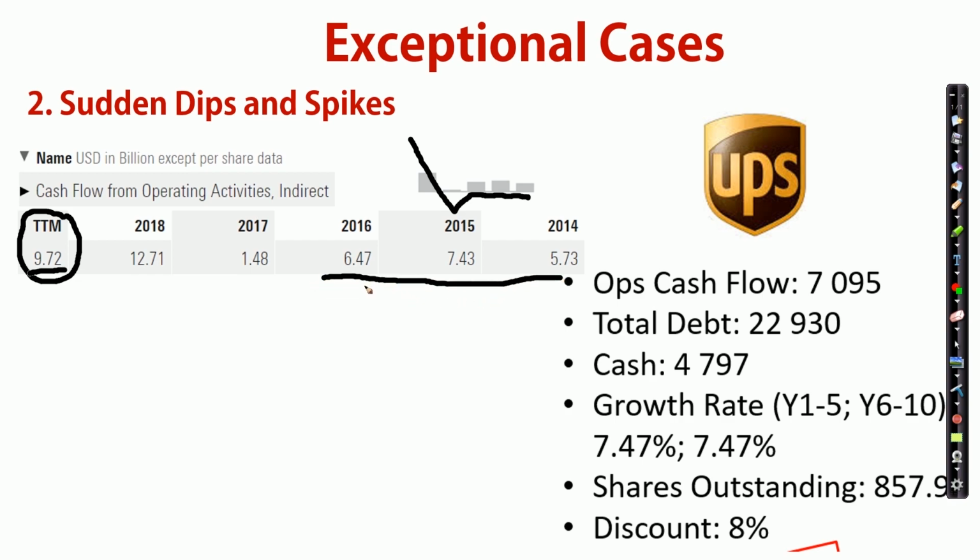Or if you don't prefer to use this method, you could also take the average of the anomaly years. In my video, I chose to take the average of the 2018 and 2017 figures, and that gives me an average of 7 billion. So these are the general difficulties that you will encounter when you are calculating the intrinsic value by yourself.